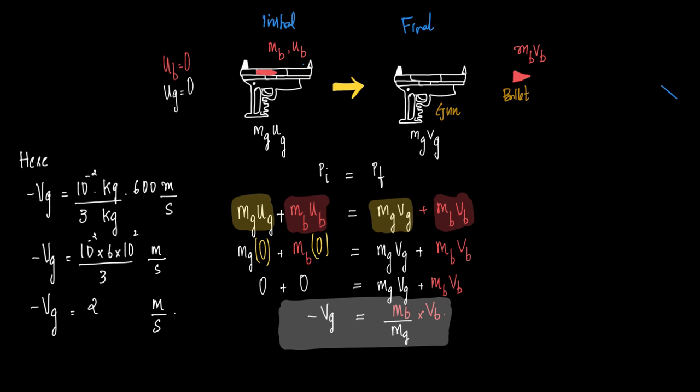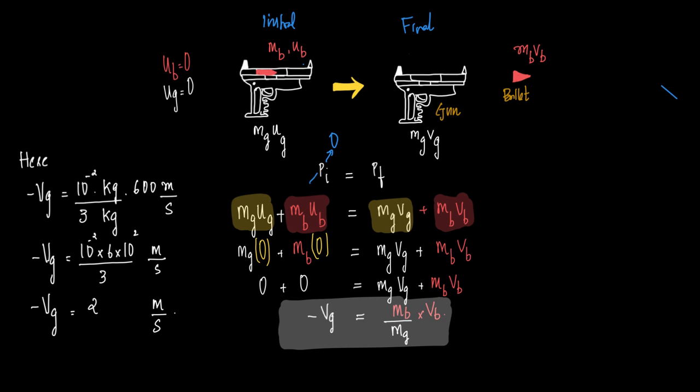So initially the gun is at rest, so we can say that UG, the initial velocity of the gun, is equal to 0, and the initial velocity of the bullet is also equal to 0. Now the mass of the bullet is known, the initial velocity of the bullet is equal to 0, the mass of the gun is known, and the initial velocity of the gun is also equal to 0. So UG is equal to 0 here, UB is also equal to 0, and therefore this complete initial term is ruled out and it's 0. So this is equal to mg into vg plus mb into vb.